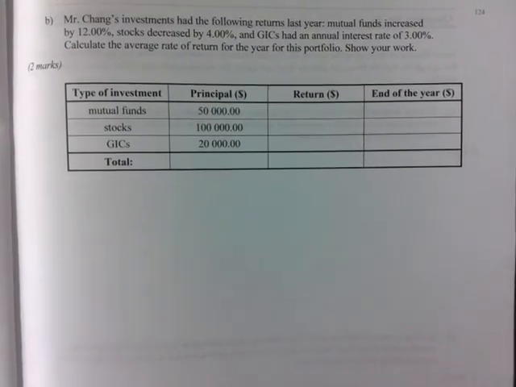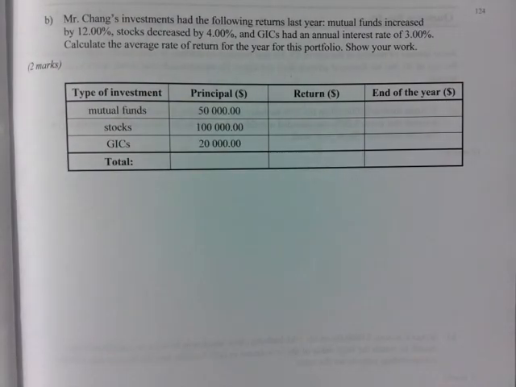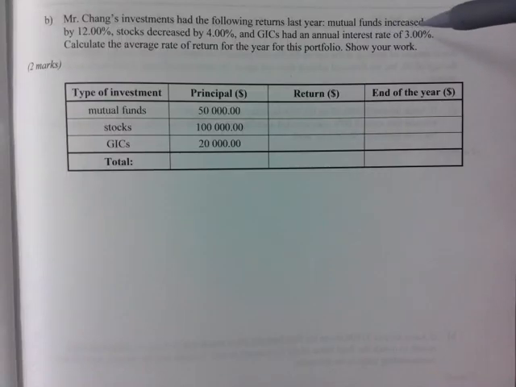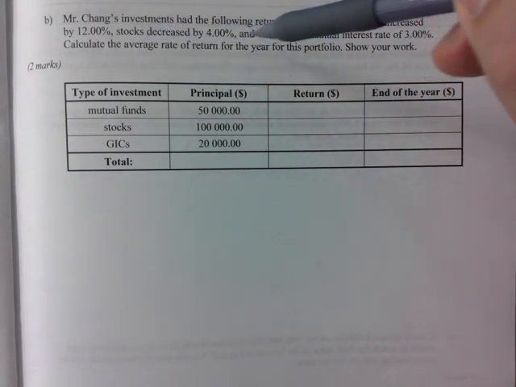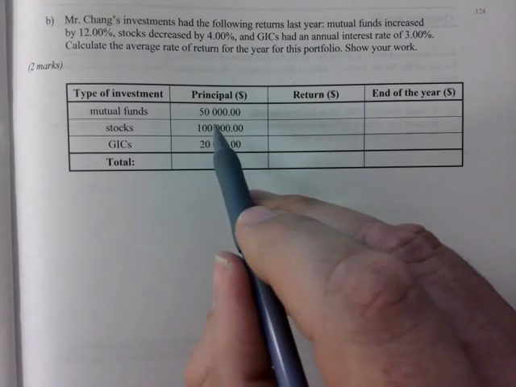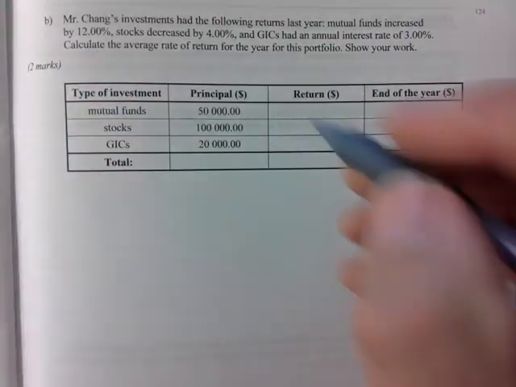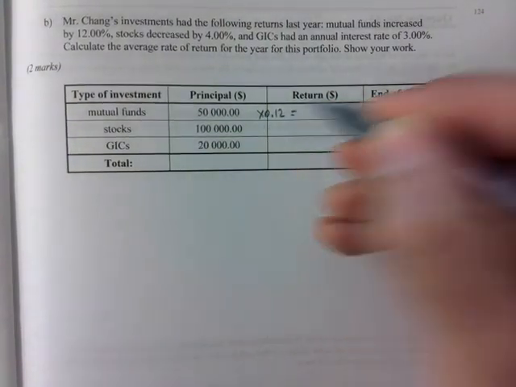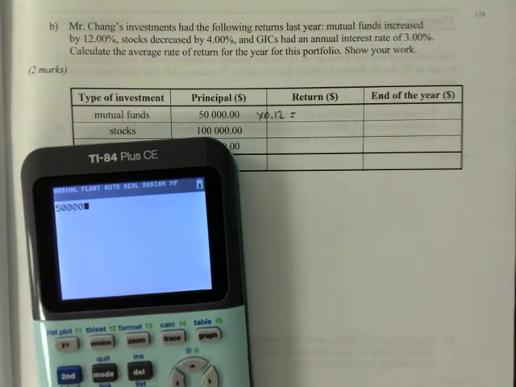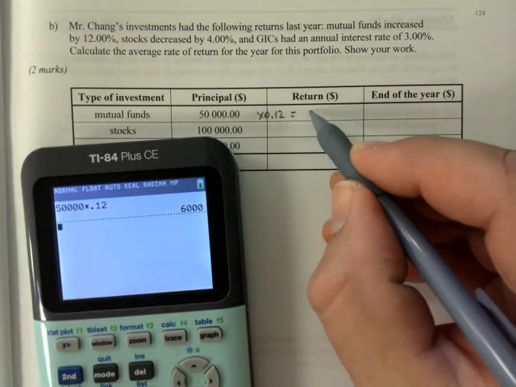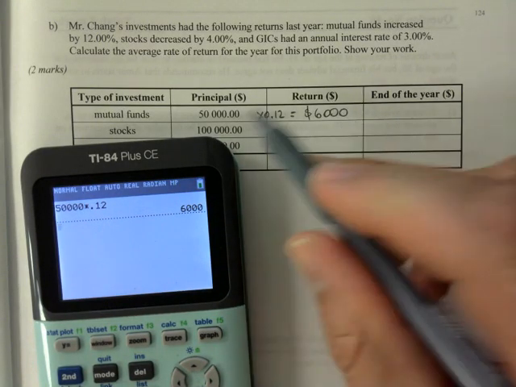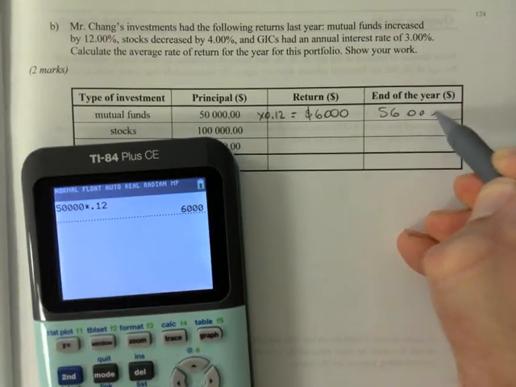Mr. Chang's investments had the following returns last year. Mutual funds increased by 12%. Stocks decreased by 4%. And GICs had an annual interest rate of 3%. Calculate the rate of return for the year for this portfolio. Show your work. So mutual funds increased by 12%, so we're going to go times 0.12. We're going to find out what 12% of 50,000 is, and that's 6,000. So the return for the mutual funds is 6,000. At the end of the year, what you have would be 56,000 here.